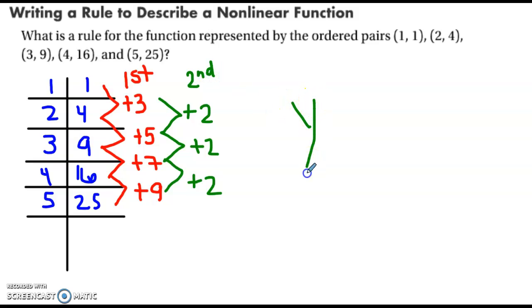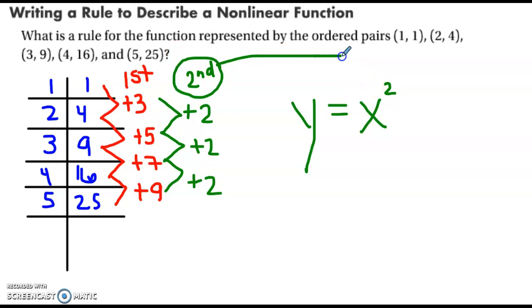So this has something to do with y equals x to the power of 2. So it's going to be nonlinear because it has that exponent of 2. So since it happened on the second time, that's why the exponent is 2. Then we could plug it in with our numbers here and try it, right? If we plug in 1, well, 1 squared is 1. So when I plug in 1, I get out 1. That works. If I try 2, 2 squared is 4.